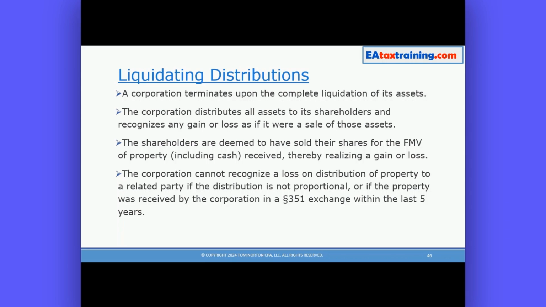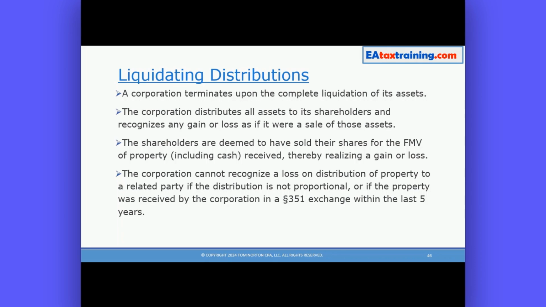But sometimes they don't sell everything. Maybe they sell some things, and then other things, they just distribute that asset directly out to the shareholders. So maybe it's that building we've been talking about. Instead of selling the building, they just give the building out to the shareholder. So when they do that, the corporation has to recognize a gain or loss as if they had sold it. So they would look at, okay, what is the fair market value of that asset that they are distributing out to the shareholder? What's the adjusted basis? And then the corporation has a gain or loss depending on the difference.